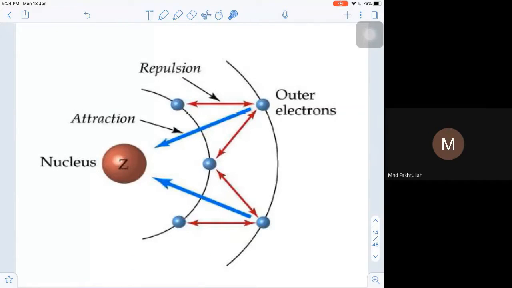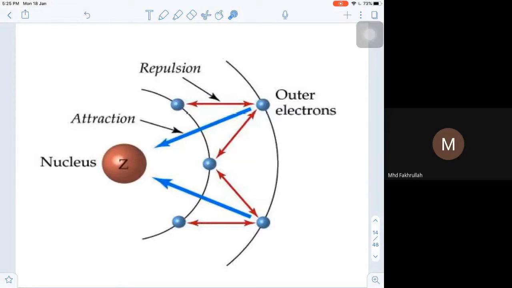It will shield. Dia akan hadang apa tu, tolakan-tolakan yang berada dekat dalam ni, menyebabkan outer electron ni dia tak rasa attraction yang sama towards the nucleus. Dia repulsion yang berlaku tu shield. Dia macam jadi perisai. Okay, menyebabkan outer electron experience weak attraction towards the nucleus.